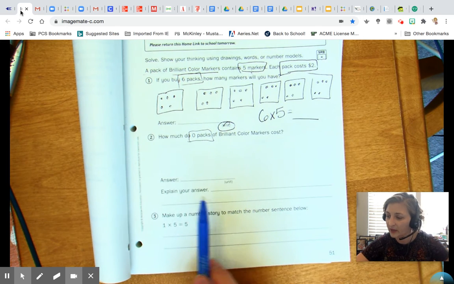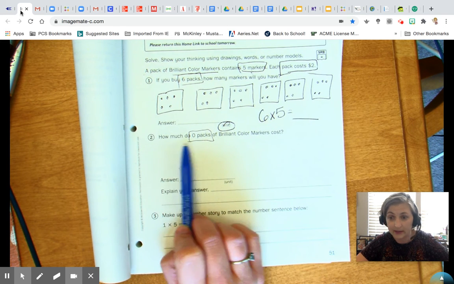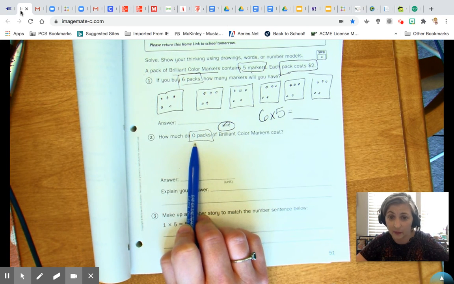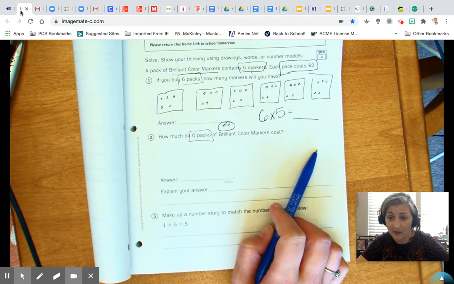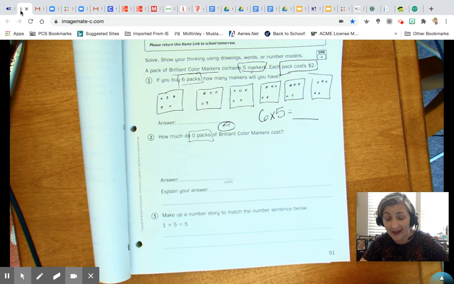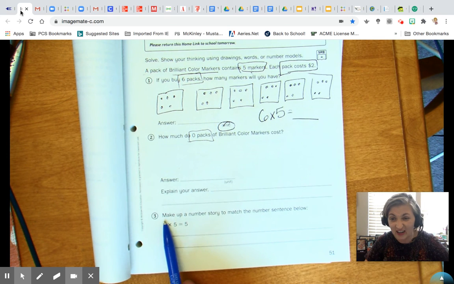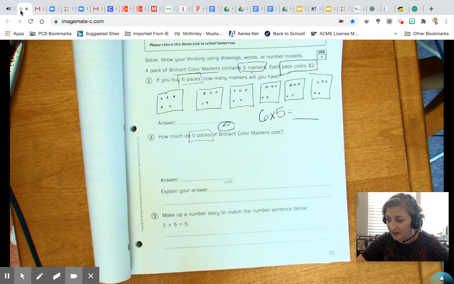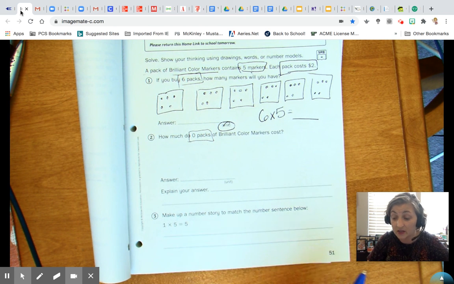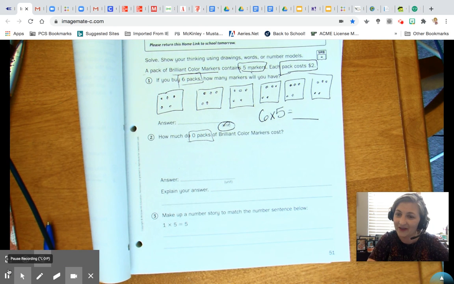Okay, down here. How much do 0 packs of brilliant color markers cost? Well, this time I have 0. So I'm not buying anything. Okay, so you can think about that. It's kind of like the one with the chocolate ones from the other page. Make up a number story to match the number sentence below. 1 times 5. Maybe you have 1 package with 5 markers inside, and that equals 5 markers. So that could work too. So have fun with that, and that's all you have to do for math today.